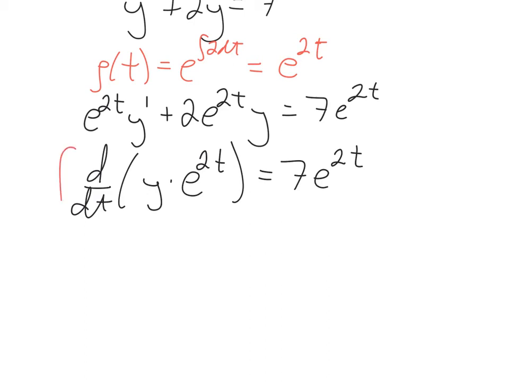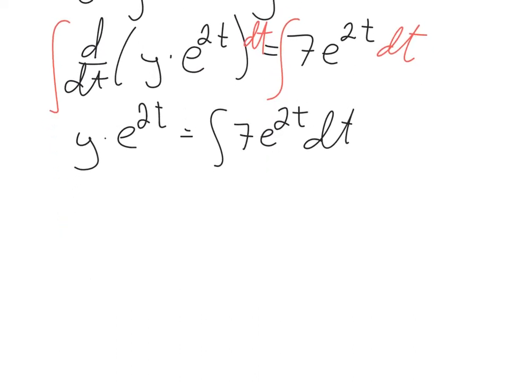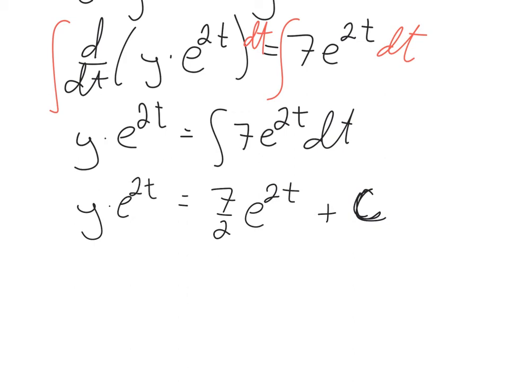If I integrate both sides with respect to t, the derivative and the integral cancel each other by the second fundamental theorem of calculus. And over here I have the integral of 7e to the 2t dt, which integrates nicely, which is 7/2 e to the 2t plus a constant. Right, notice my constant has come out now. All right, so y times e to the 2t is equal to that. And one step of algebra and I have my solution.